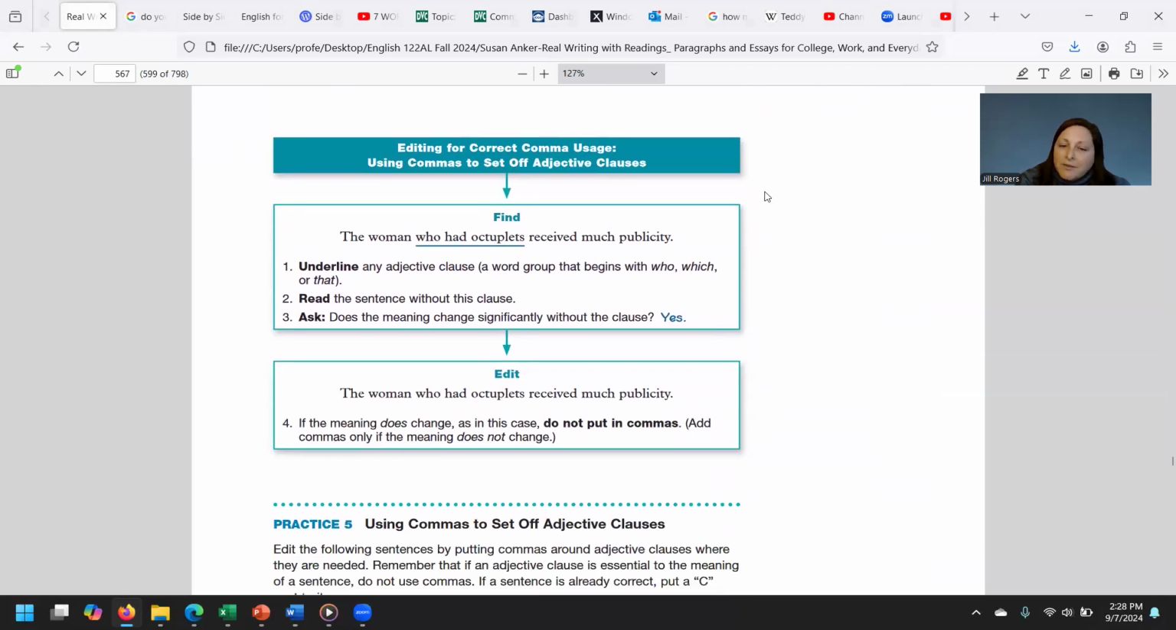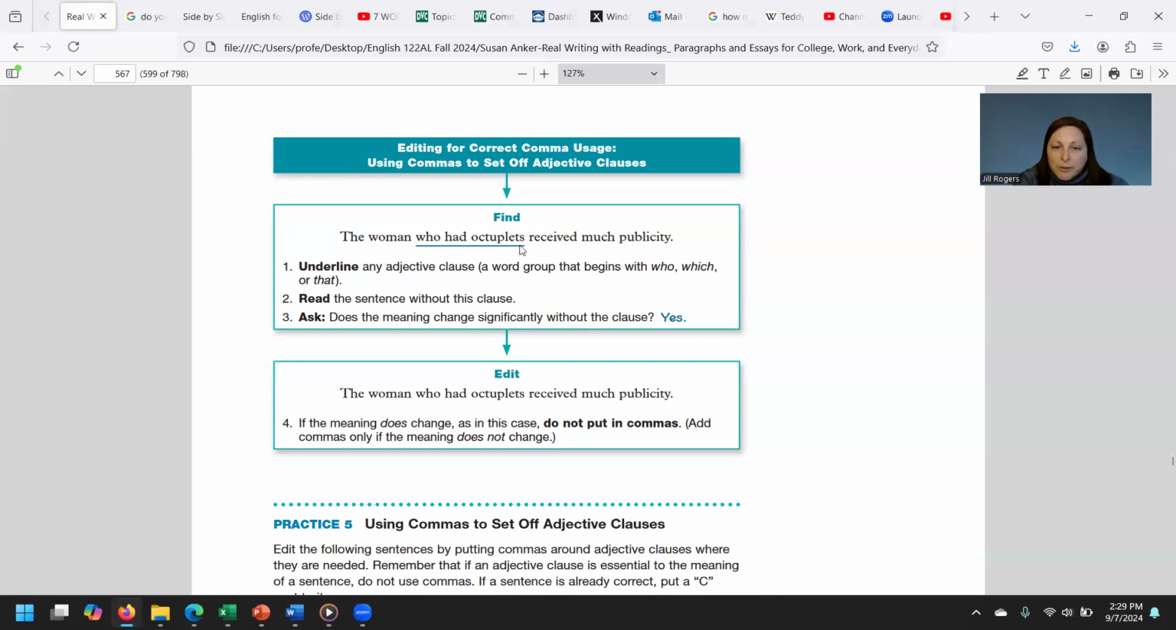How do we do it? I love these checklists, right? So first, look for your adjective clauses. Look for a who or a which or a that and underline it. Okay, so underline any adjective clause. Remember, some people say, well, how do we know when it ends? It's typically when another part of speech happens, like a verb or noun.